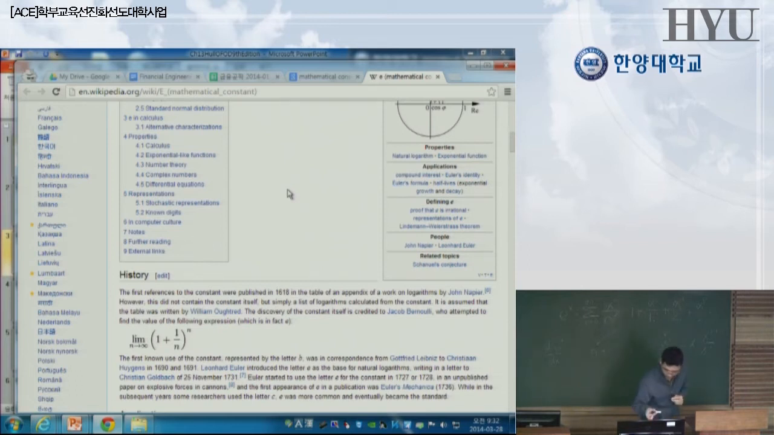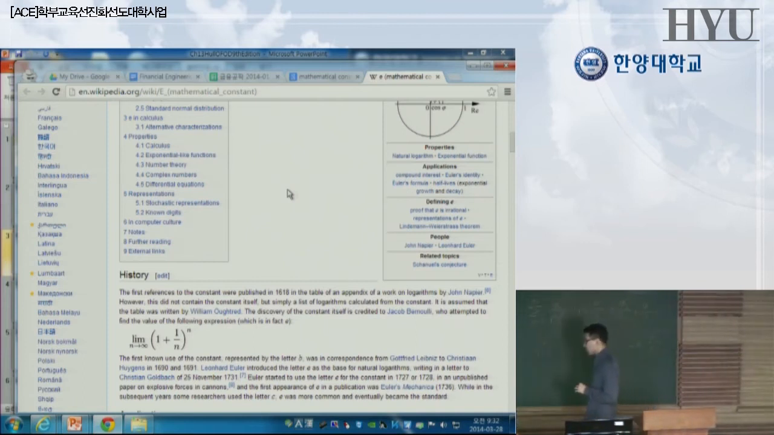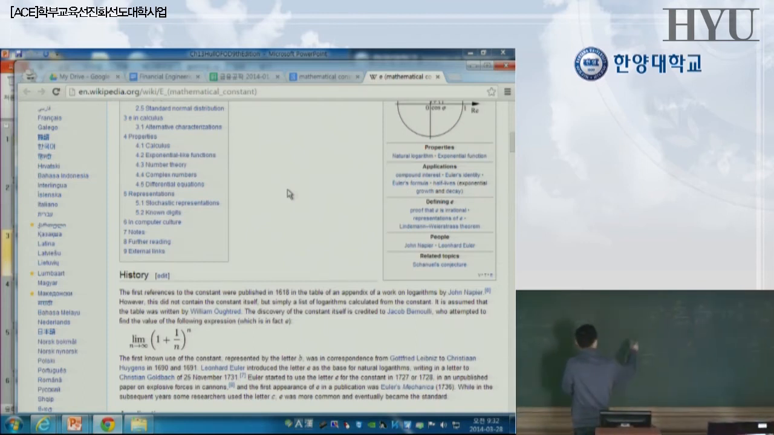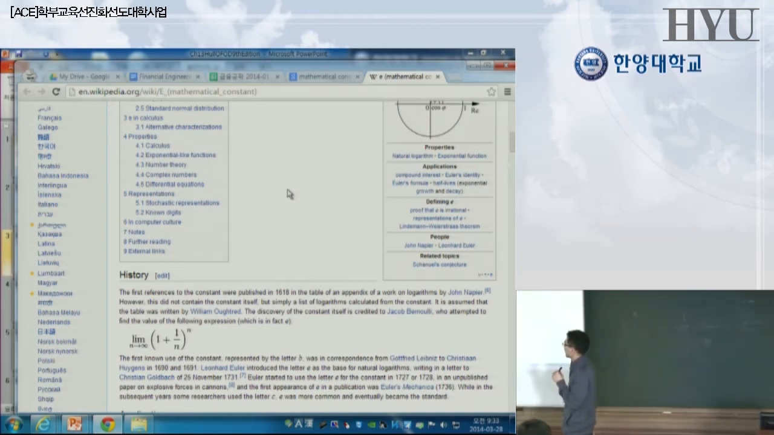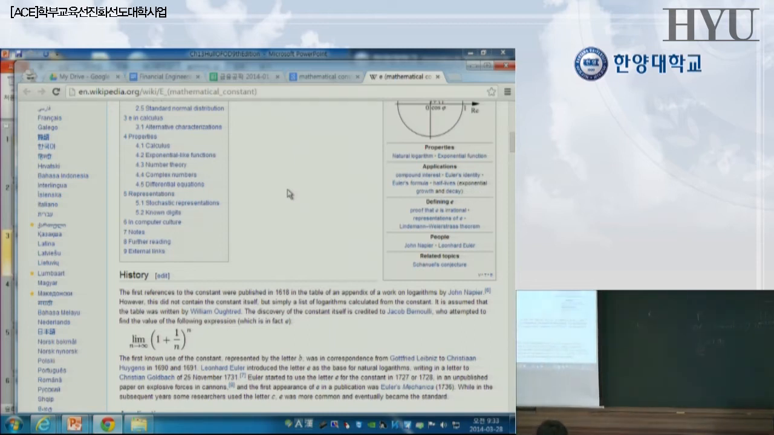In finance, our preferred definition is (1 + 1/n)^n as n goes to infinity. This is our preferred definition, because that is called continuous compounding in finance. Right? That is called continuous compounding.